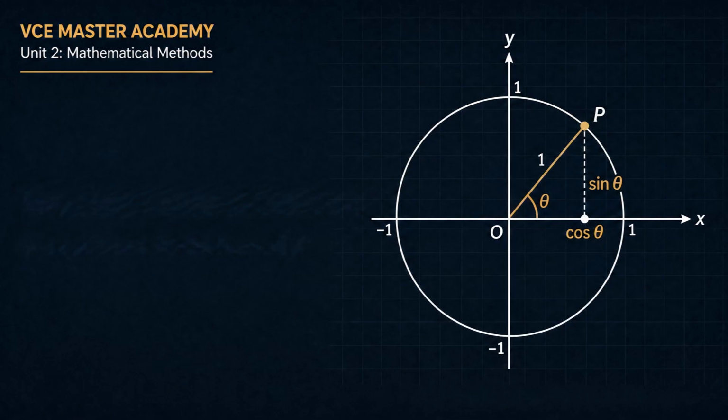Let us picture it. Here is the unit circle. The angle theta opens from the positive x-axis, the radius reaches point P, and P is at cosine theta, sine theta. The flat distance is cosine, the height is sine. Keep this picture in your head. It is the whole topic in one drawing.